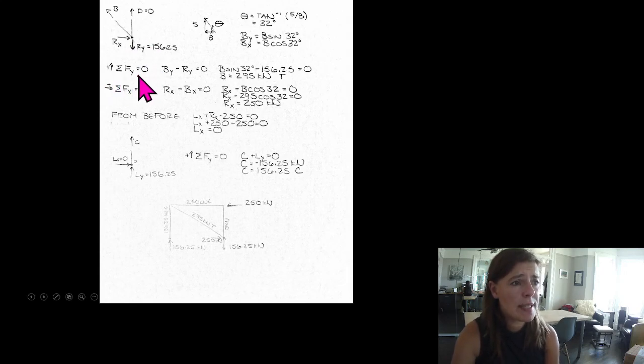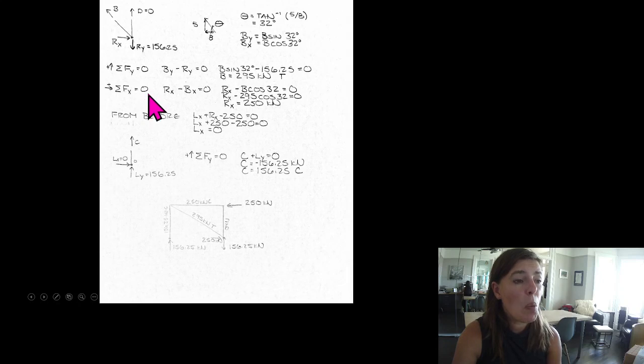Okay, let's sum the forces in the y direction. We've got D upwards, we've got By going upwards. We know D is 0 and Ry going down. We know what Ry is, so we can solve for B. B equals 295 kilonewtons in tension. Remember, By equals B sine 32 degrees minus our 156.25 kilonewtons downwards. We can solve for B.